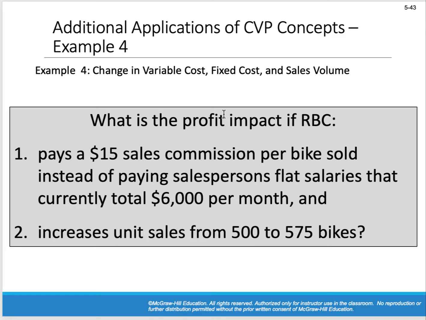The fourth example that we could possibly have talks about changes in variable costs, changes in fixed costs, as well as sales volume. Okay? So what's the proposal here? Well, again, we're still sitting in our boardroom. We're all managers of various departments.